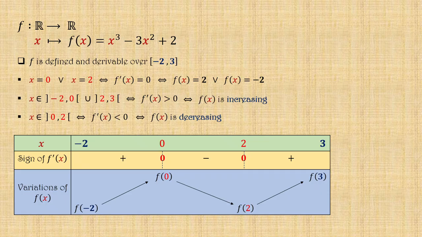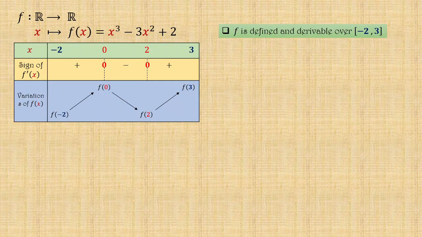Now let's summarize this little study, and see the graphical representation of our function f, along the interval -2 to 3. So, now that we have our table of variation, to draw the curve of our polynomial function f, we will calculate its value in the endpoints of the interval -2 to 3, and its value in its critical points, which are 0 and 2. So we have f of -2 equals -18, and f of 0 equals 2, and f of 2 equals -2, and f of 3 equals 2.